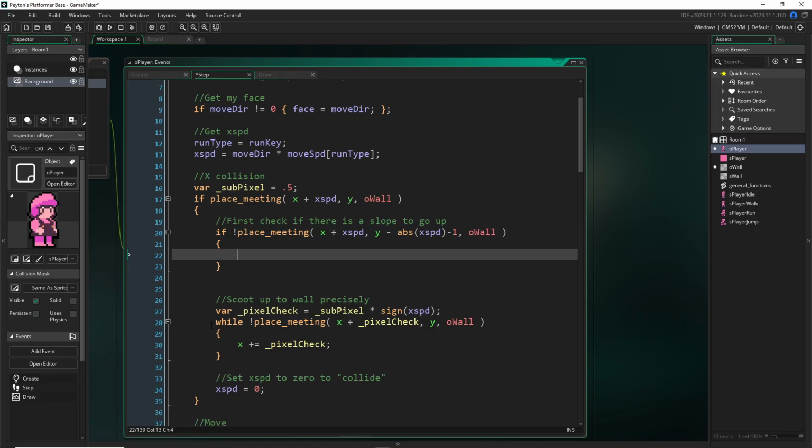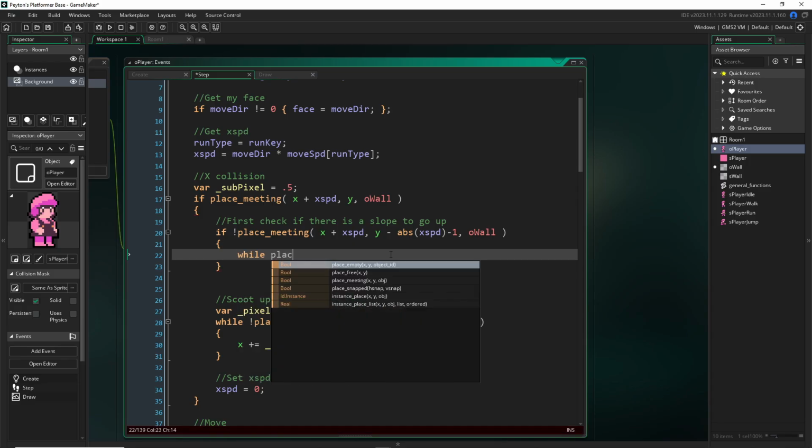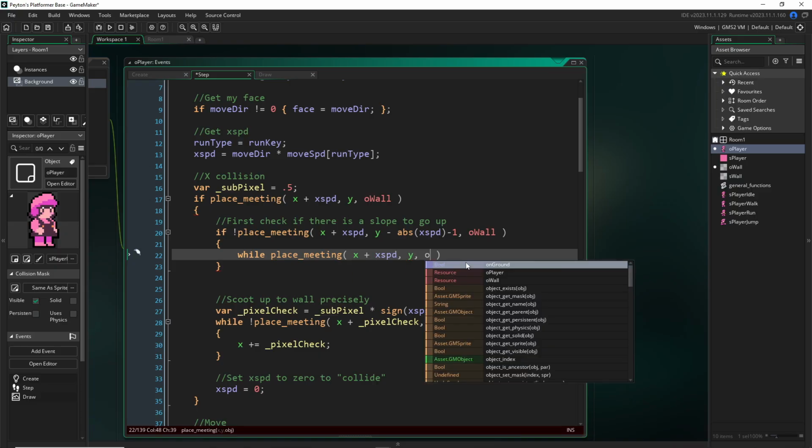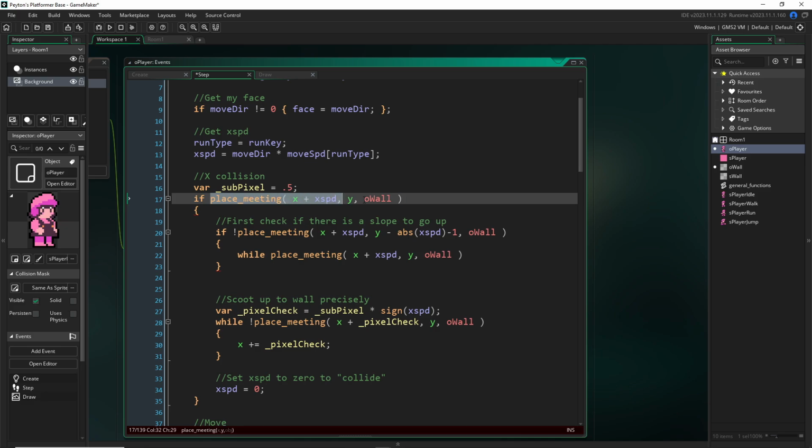So what do we do if there is a slope? Well, we can use the same logic here. We can use a while loop and just move our y coordinate up to where the top of that slope should be, right? So let's look at this. While there is a place meeting, so while there is a collision of where we're trying to get with our x speed and our y with an object wall, which we know that there is because we're right here.